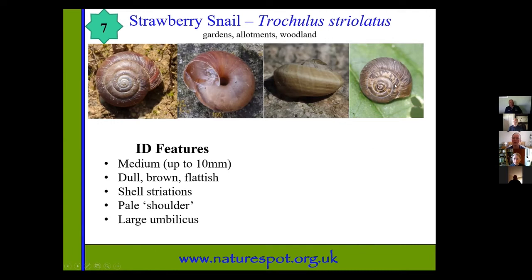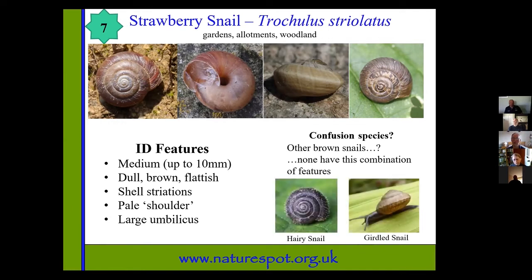But you see on that right-hand picture, although it's mottled, so superficially looks a bit like the first species we looked at, the Kentish snail, it's flatter, first of all, and it has all these deep striations which give it away. So no other species has that combination of features. So again, with a lot of these, well, it's true of all species really, it's not a matter of looking for one single feature. It's ticking off two or three or more.